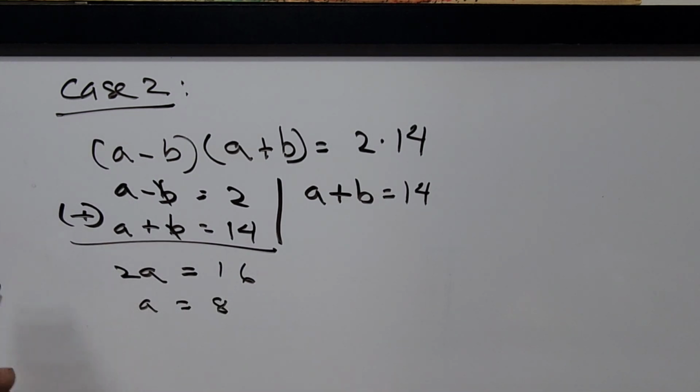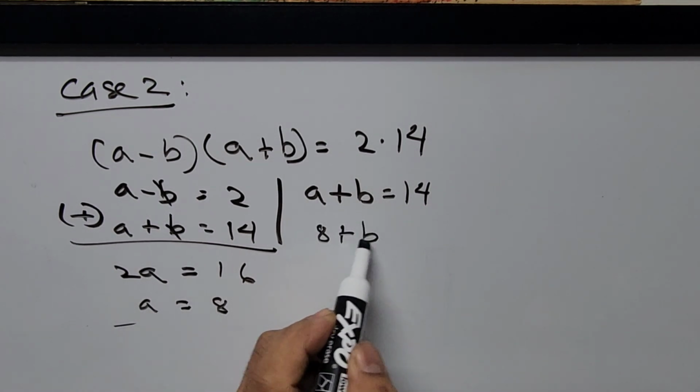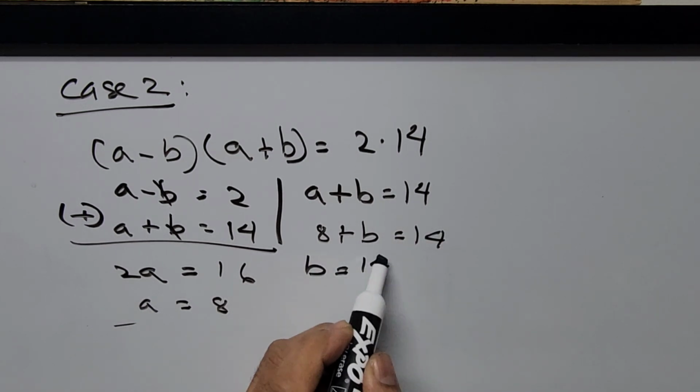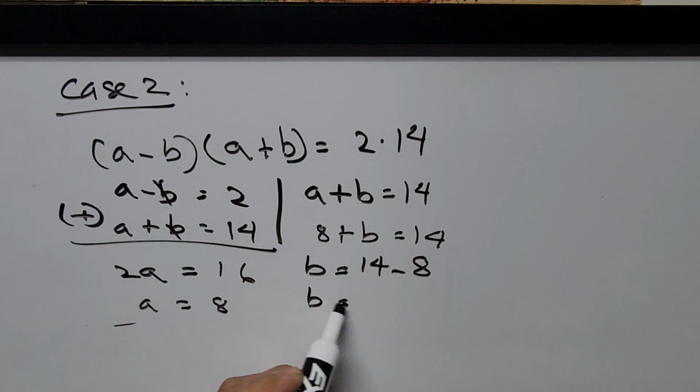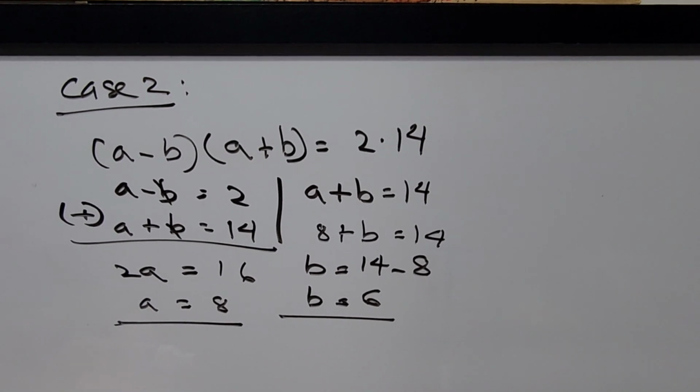Right? So on here, substituting the value of a as 8, so this is 8 plus b equals 14. B therefore is equal to 14 minus 8. So b is equal to 6. So we have b is 6, a is 8. So the answers for a and b are whole numbers.